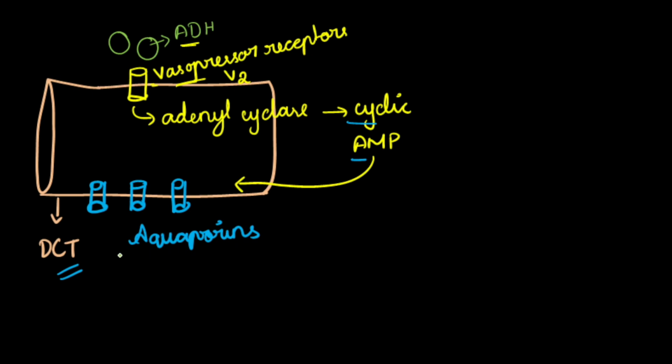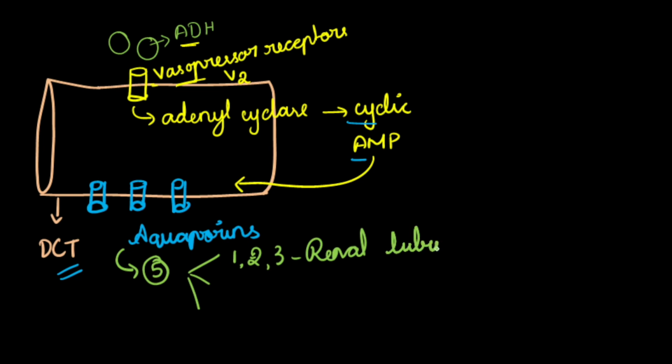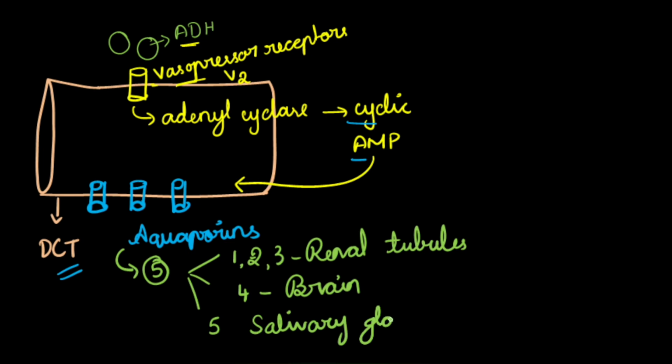And a few points regarding these aquaporins. So far, in mammals, 5 types of aquaporins have been identified. Out of that, types 1, 2 and 3 are seen in renal tubules, the 4th type of aquaporin is seen in the brain, and the 5th type is seen in the salivary gland. So this is all regarding the retention of water action, or antidiuretic action, of the ADH hormone.